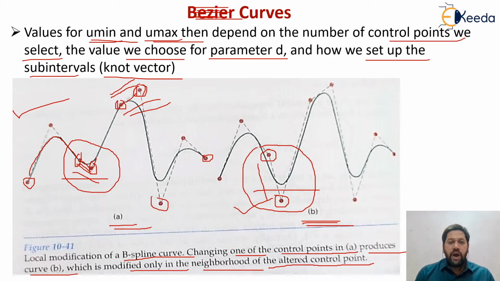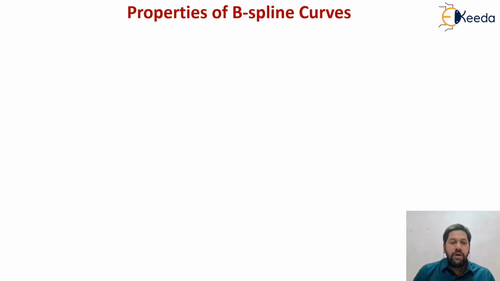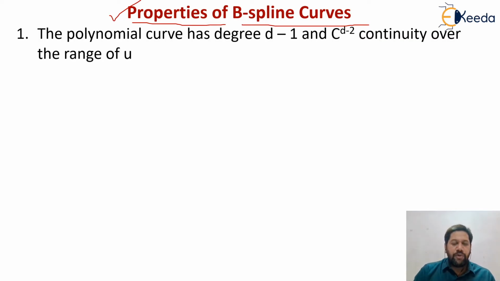Now with this, I think we need to understand a very important thing, the properties of the B-spline curve. Okay, so now we have to go through all the properties of the B-spline curve, and let us understand these properties one by one. Every property is considered in comparison with the Bezier curve. So let us consider what the first property is.